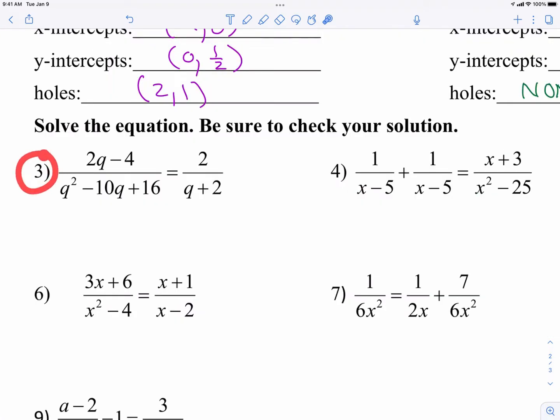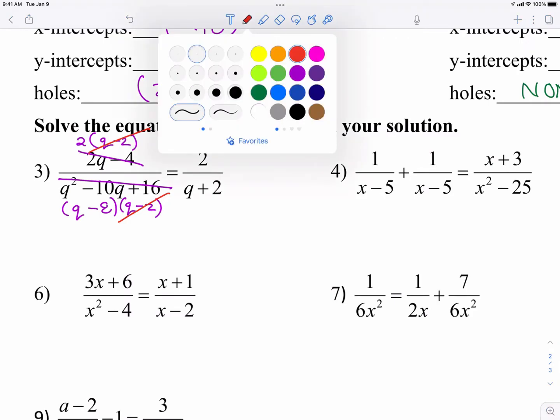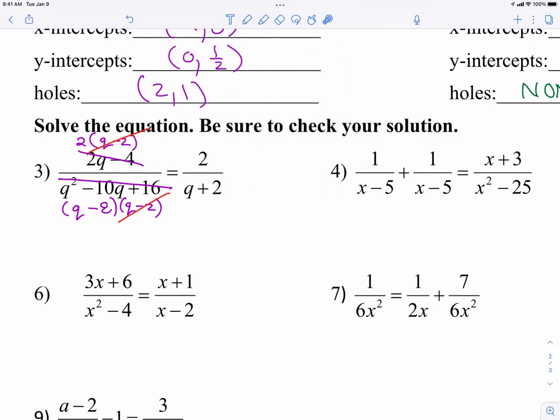All right, here's question number 3. This is an equation, so these two fractions are equal to each other. First, we can go ahead and factor the first denominator. That's going to be q minus 8 times q minus 2. We can factor the numerator as well, and that's going to be 2 times q minus 2. The q minus 2 on the top can cancel with the q minus 2 on the bottom. So now what does that leave us with? We just have the 2 here, and then the q minus 8 there, and then we have 2 over q plus 2 there.